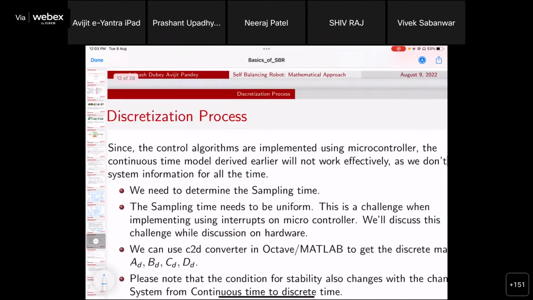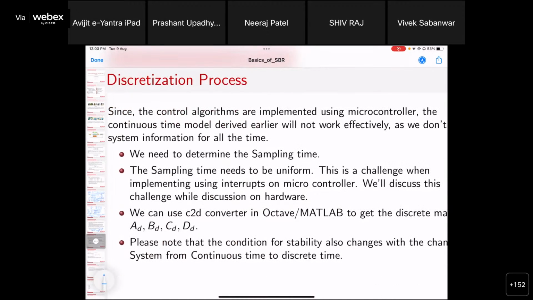Now we will go for the discretization. Why do we go for discretization? Although you have designed and found everything till now in the continuous time domain, you are going to implement it on a microcontroller. A microcontroller does not work in the continuous time domain. It is discrete in nature. So you need to discretize your system as well, so that you can design a controller on your microcontroller.